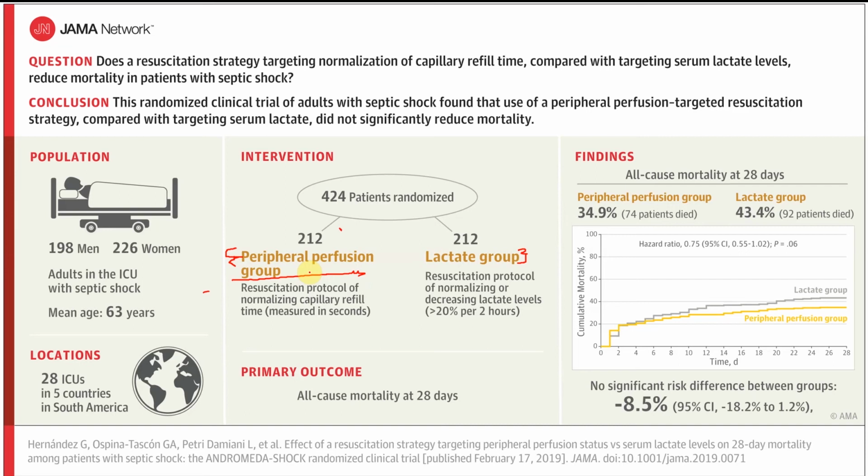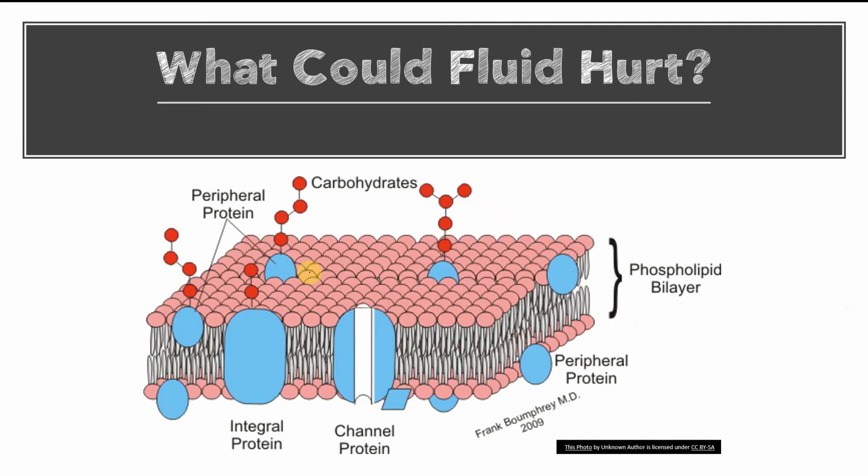And why is that? There are actually a lot of reasons why fluid can hurt a patient, and why we should be shifting our paradigm of arbitrarily administering bolus after bolus after bolus, thinking that something is going to be different. One of the main reasons has to do with the permeability of the cells. And what we've come to find out is that the cells do leak fluid in septic shock.